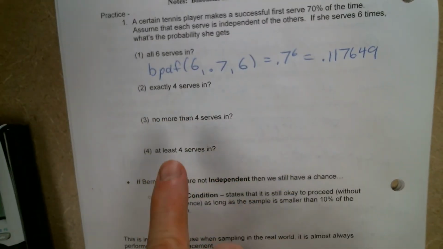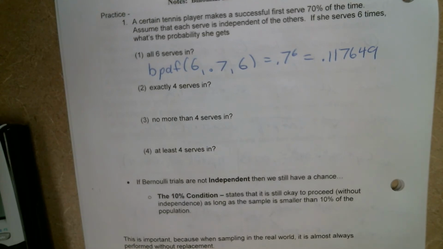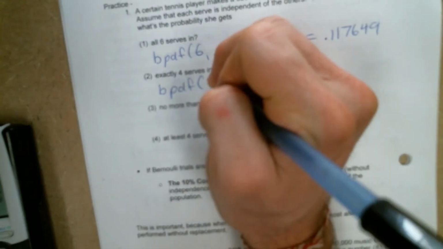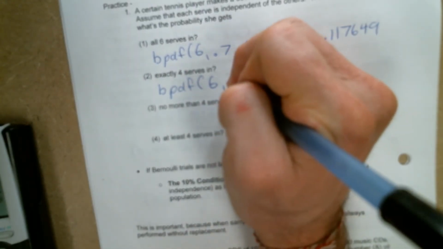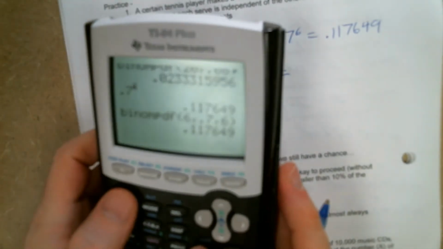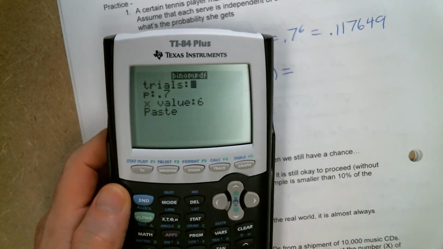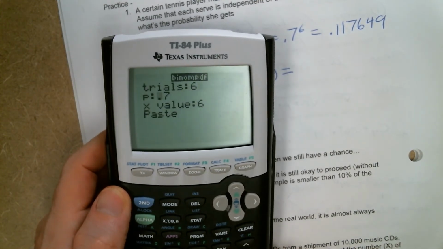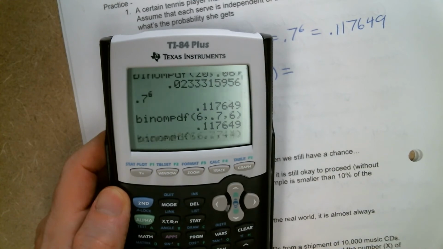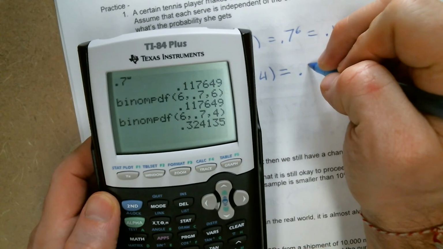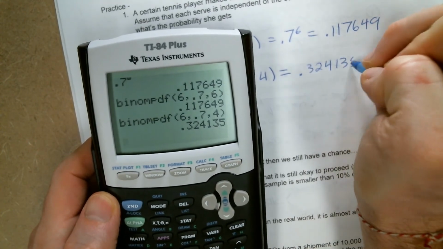Now, once you get to something like this, it's not as straightforward because there's multiple ways to get 4 serves in. So this one, we're just going to go straight to using Binomial PDF. There are 6 trials. The odds of getting one in is 0.7. We want to know what are the odds of getting exactly 4 in. So again, we go to our distribution menu. We go to PDF, 6, 0.7, 4, and it gives us 0.324135.